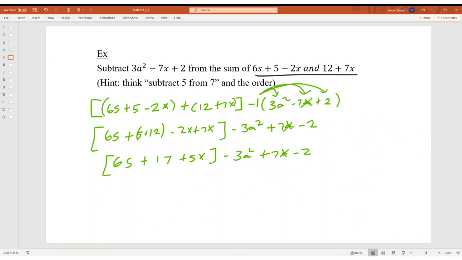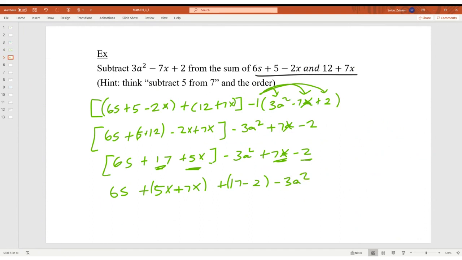Okay. So the rest is good. Now let's combine like terms again. So I see here 5x and 7x, I see here 17 minus 2. So just combine those. So 6s plus 5x plus 7x, just combine those two. And 17 minus 2, there's no x, just 17 minus 2. And also we have minus 3a squared.